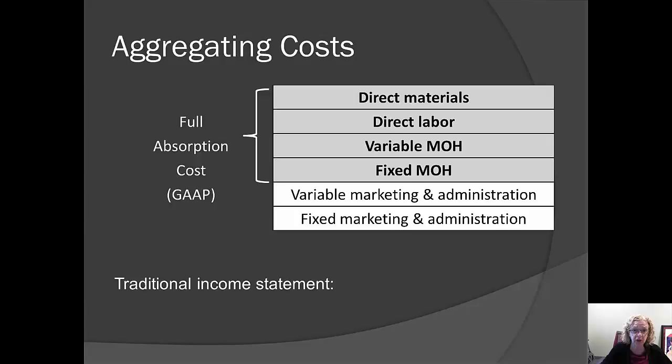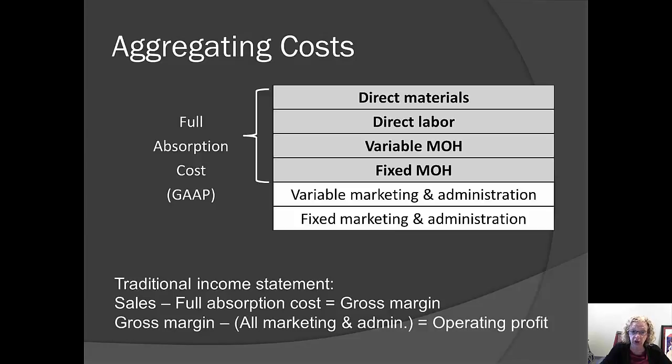In that case, a traditional income statement would show sales revenue minus the full absorption cost for the units that we did sell, and that would give us gross margin. Any full absorption costs for units that we didn't sell will be capitalized on the balance sheet as inventory. Then on the income statement, we'll take the gross margin, subtract out all of our marketing and administrative costs, and that will give us our operating profit.